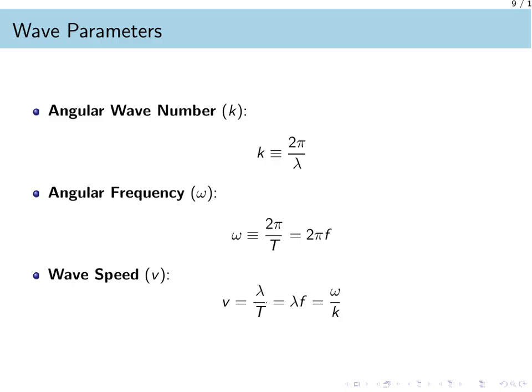We often simplify our wave equations by defining specific parameters. The angular wave number k is defined as 2π divided by the wavelength. The angular frequency ω is defined as 2π divided by the period, which is also equal to 2π times the frequency. Using these, the wave speed v can be expressed in several ways: wavelength divided by period, wavelength times frequency, or angular frequency divided by the angular wave number.